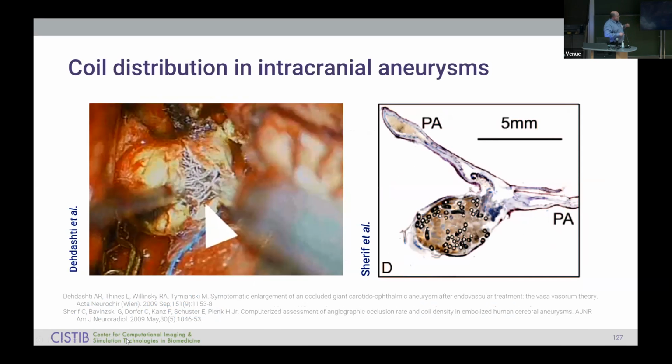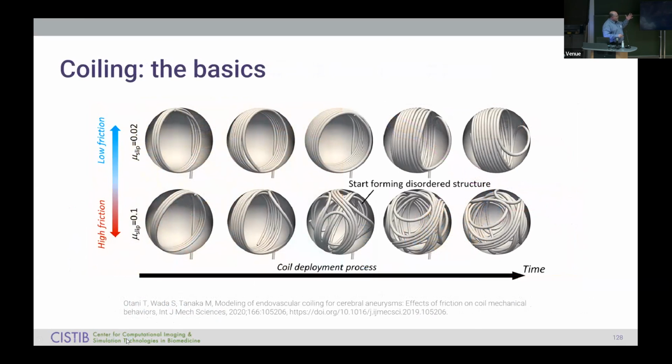And this is how it looks when you do a surgical specimen or a histology specimen. You see all the struts there. It's a mess. So how do you model that process?